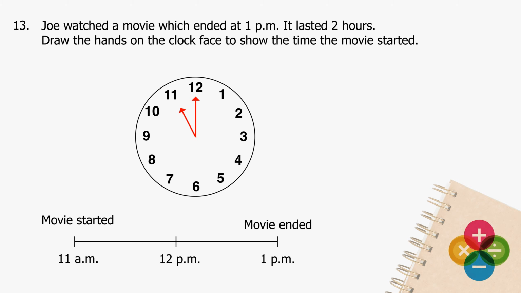The movie started 2 hours before 1 p.m., which is 11 a.m. The hands of the clock are shown in red.